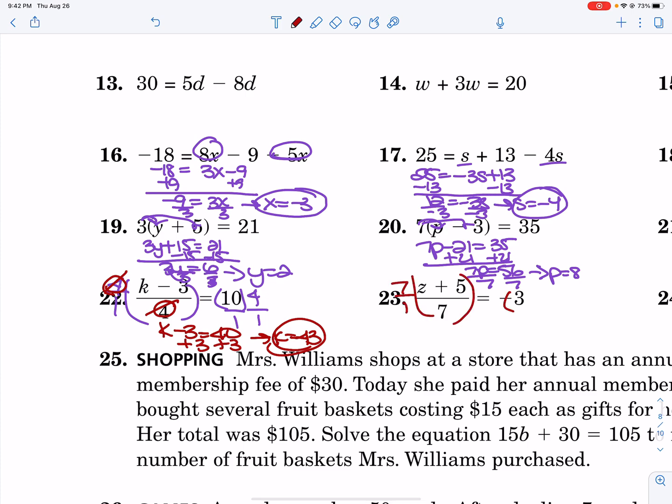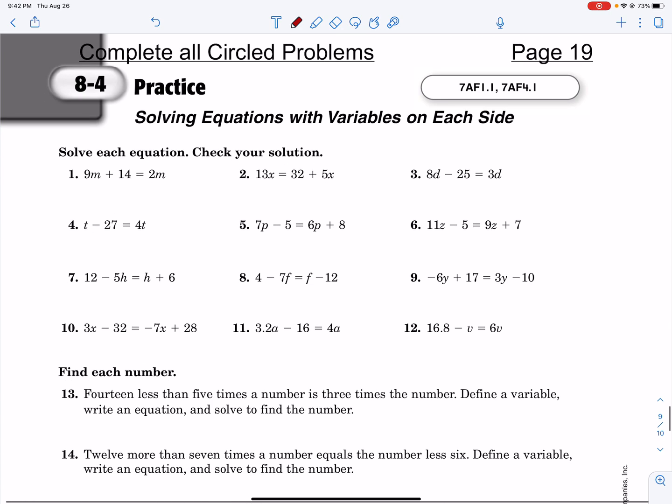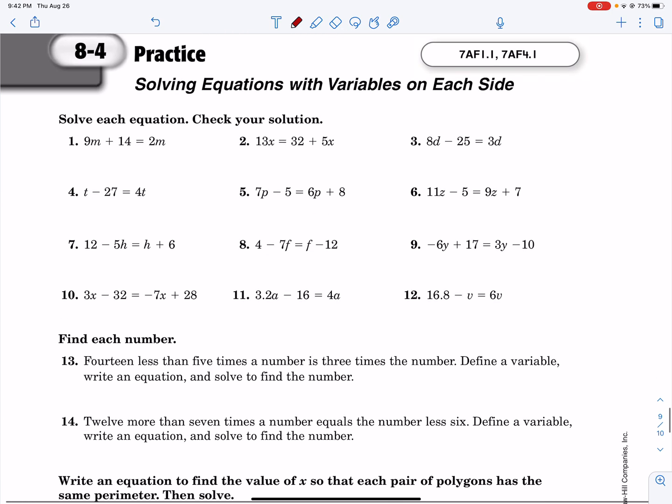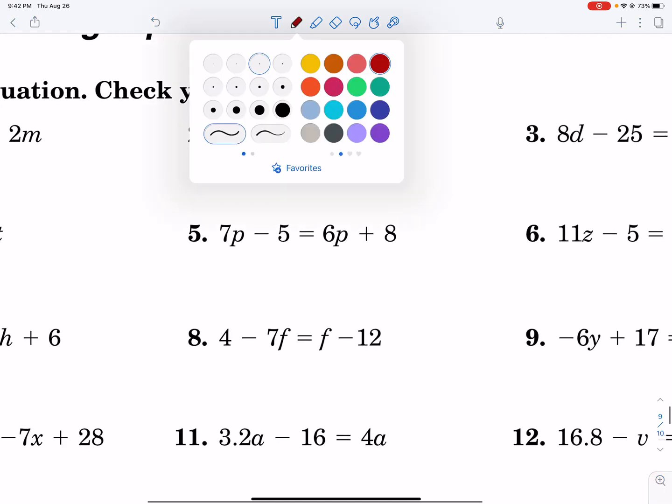Okay. Same thing here. To get rid of the 7, I multiply by 7 over 1. So then I get z plus 5 is equal to negative 21. Subtract 5 from both sides. So then I get z is equal to negative 36. Okay. Let's see. Next one here. Let's go ahead and do number 5.